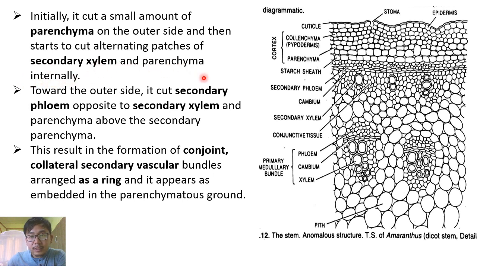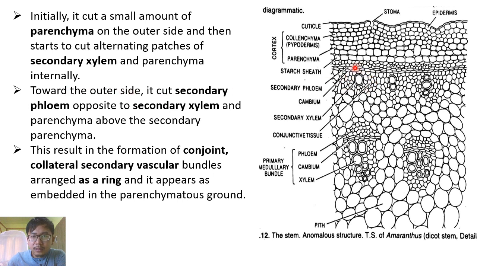So the secondary cambium, which is from the pericycle, at first will cut a small amount of parenchyma on the outer side, and then start to cut alternating patches of secondary xylem and parenchyma internally. After this, they will cut secondary xylem. This is the secondary xylem, alternating with patches of parenchyma internally, and somewhere here they will also produce some amount of parenchyma.